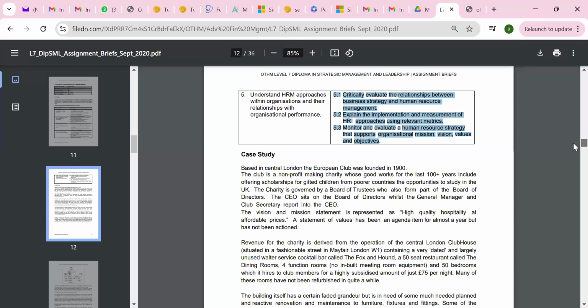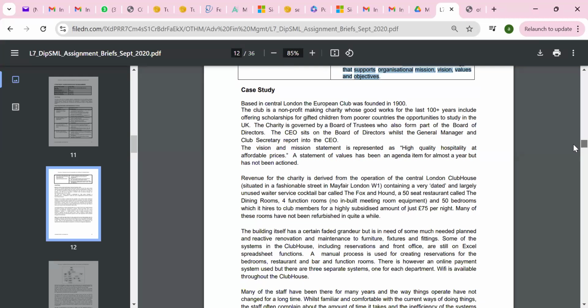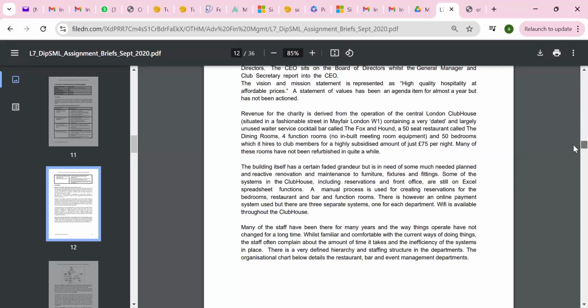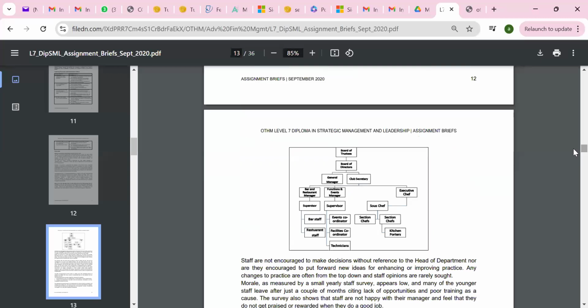We've been given that the London European Club was founded in the 90s. It is a non-profit organization that has been offering scholarships to gifted children from poor families for 100 years. The charity is governed by a board of trustees, so you can maybe look at the governance side. We've been given all the scenarios, so make sure before that you read carefully.